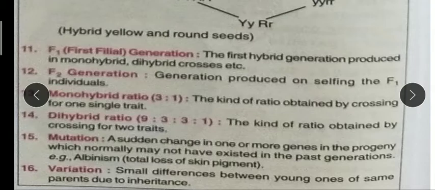So I told you that whenever we do the cross, in the first generation we will get the hybrid yellow seed. What is the first generation? In the bracket you can see it is written first filial generation. Filial generation means a cross between the offspring. The first, second and third generations are known as the first filial, second filial or third filial generation, and we usually denote them by F1, F2 and F3 generation.